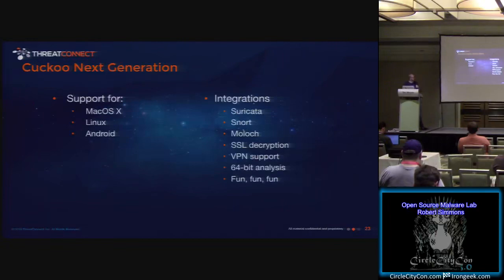So, Cuckoo Next Generation, a few interesting other things, support for Mac OS and Linux. These are really cool things. You also have Suricata, Snort, and Moloch. You can do SSL decryption because it includes mitmproxy, which is a Python implementation of a man-in-the-middle proxy. You have VPN support. VPN support is very important.